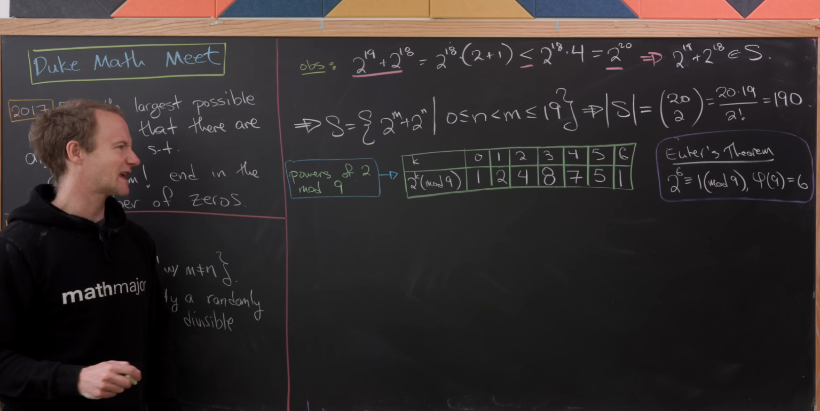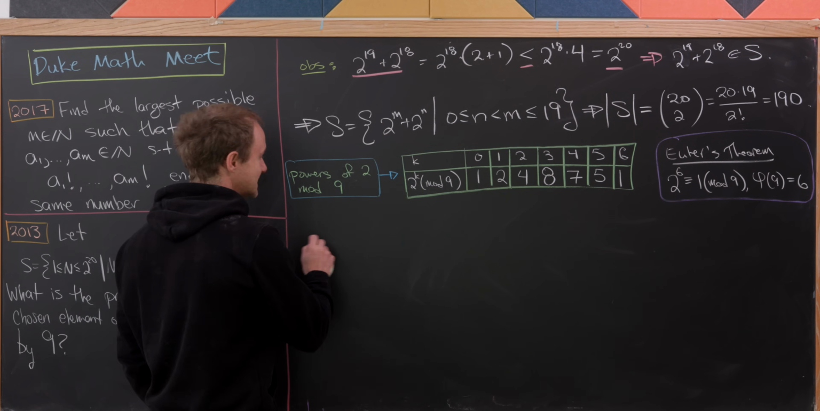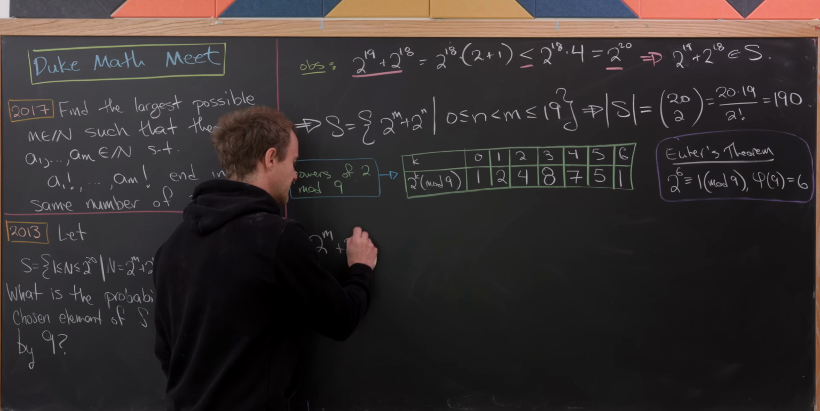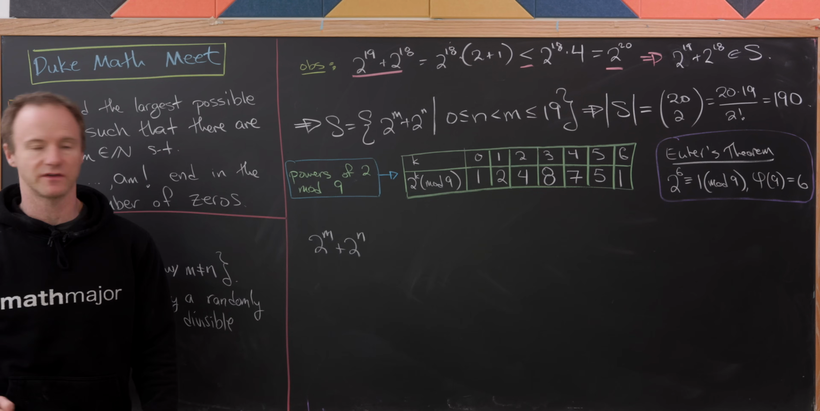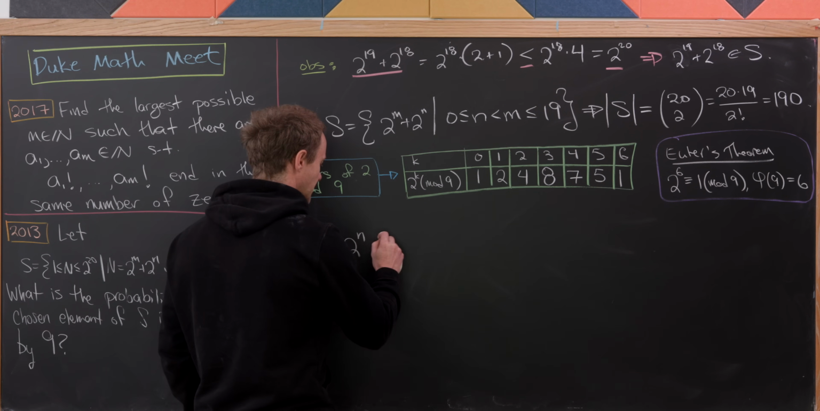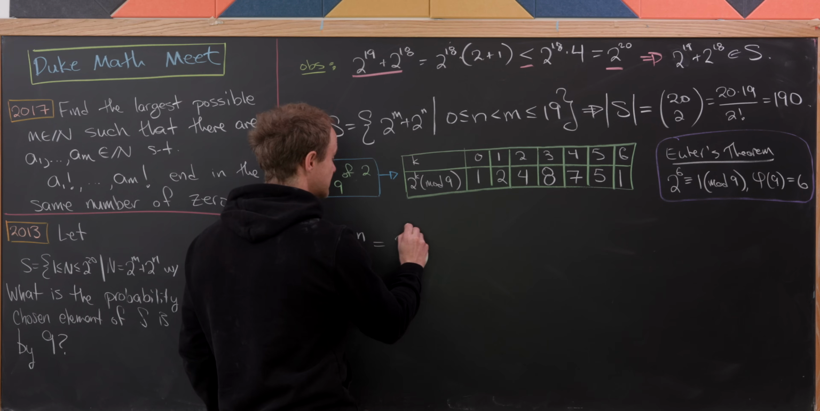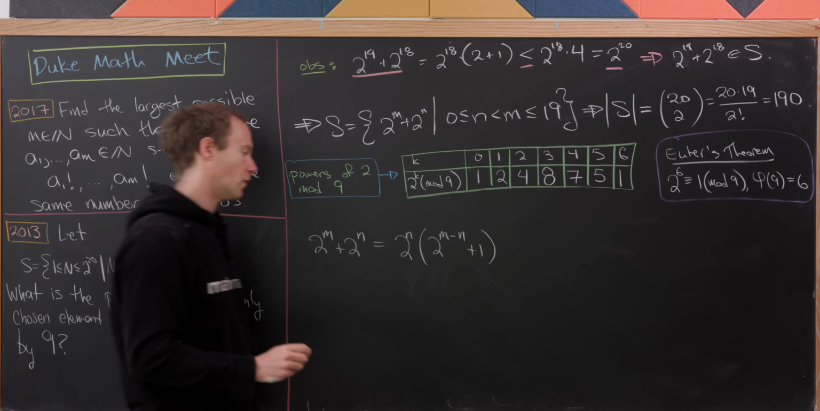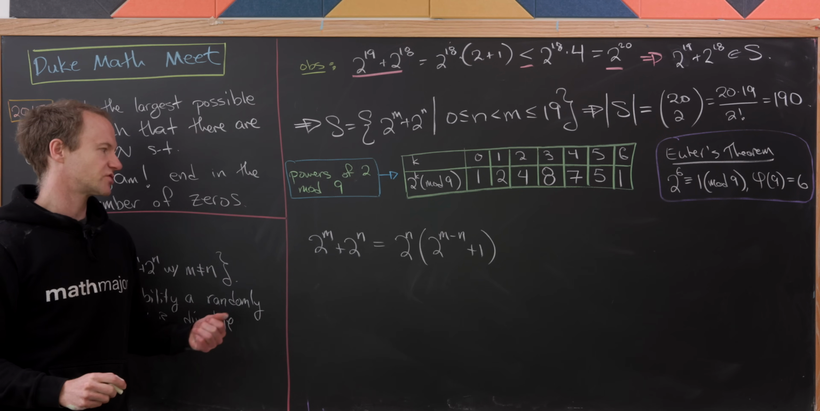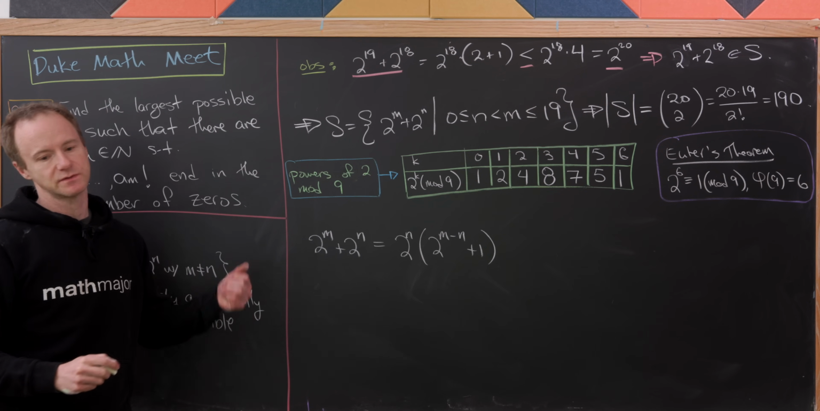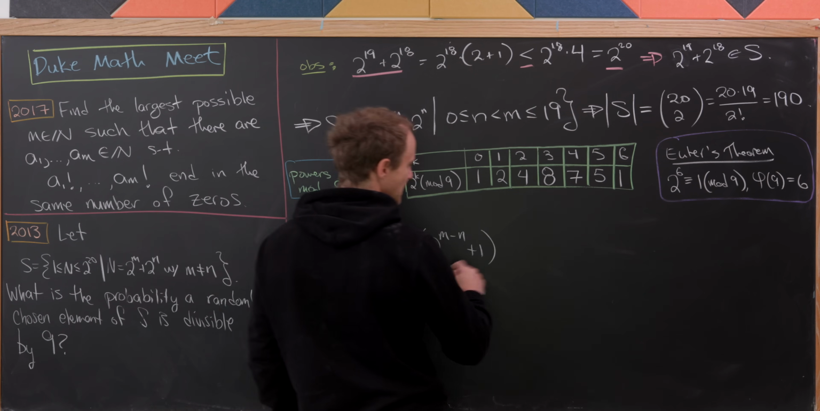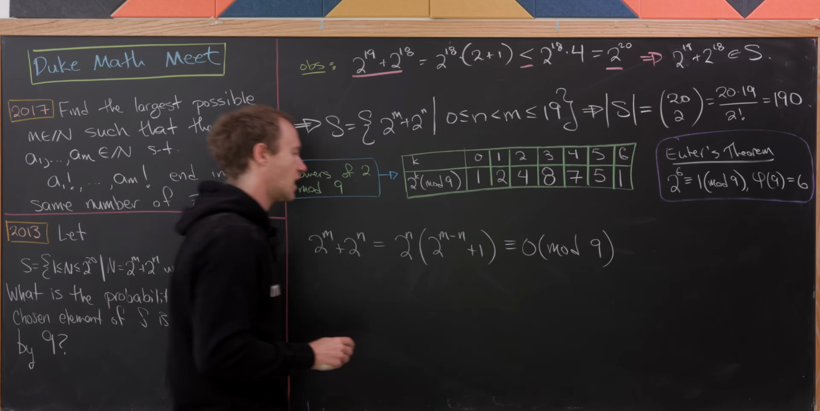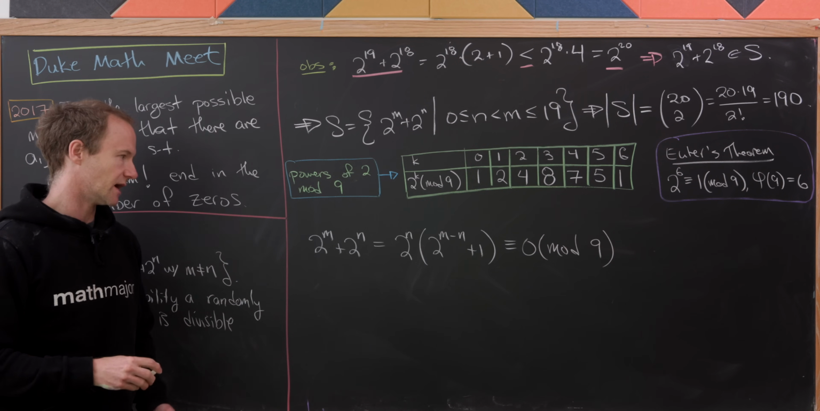Okay, so now let's get to the calculation that we need. Let's take an element from S. Observe that that's going to be of the form 2 to the m plus 2 to the n, where m is strictly bigger than n. We can write this as 2 to the n times 2 to the m minus n plus 1. That's just by factoring out that 2 to the n, because we chose n to be smaller. But now let's observe that we want this to be divisible by 9, in other words, congruent to 0 mod 9.